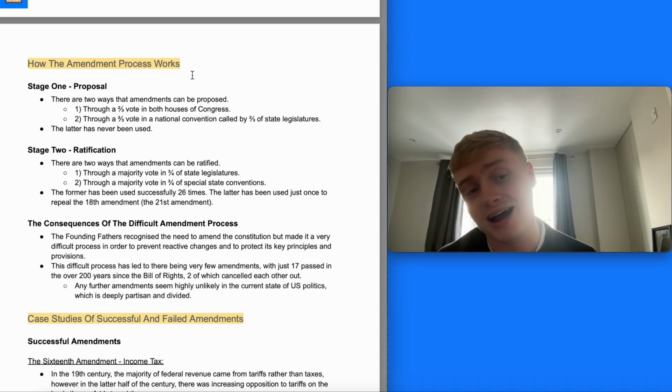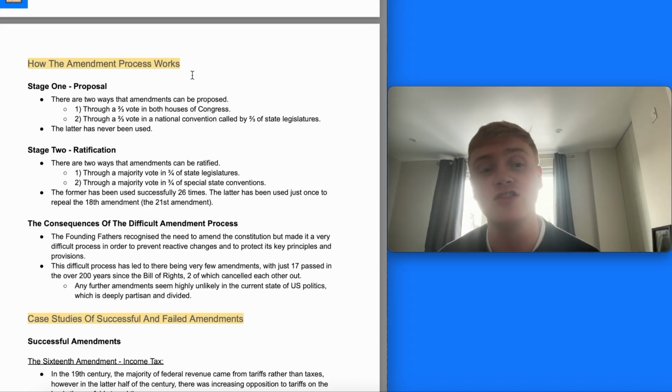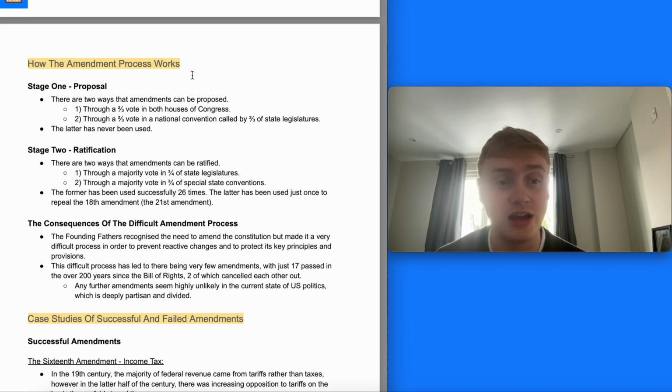And once that has happened, then it goes through to ratification, where it goes to the states. And there are 2 ways amendments can be ratified. The first is through a majority vote in 3/4 of state legislatures. And the second is through a majority vote in 3/4 of special state conventions. The former's been used successfully 26 times, the latter only once, to repeal the 18th Amendment. So it's a very, very difficult amendment process.